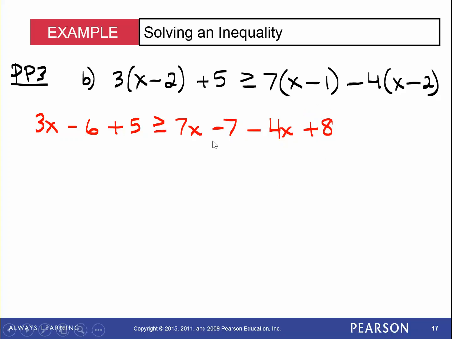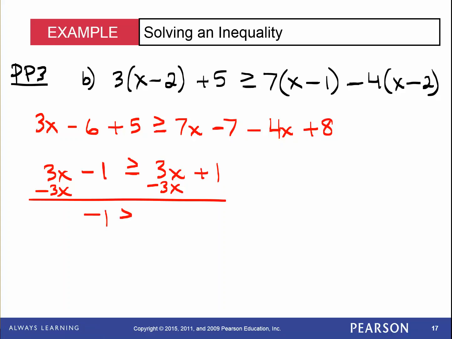Gather together like terms here, negative 6 and 5 makes a negative 1 on that side. And let's see on this side, a lot of stuff here. 7x minus 4x makes 3x. Negative 7, positive 8 make positive 1. Alright, subtracting off the 3x to move all the x's over to the left, and again what happens? Same exact thing. Answer is?